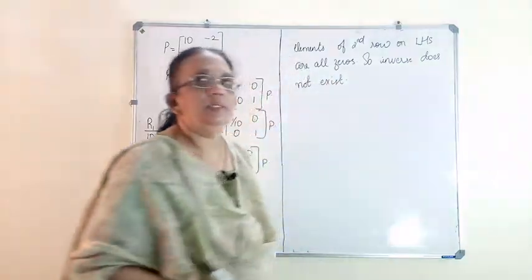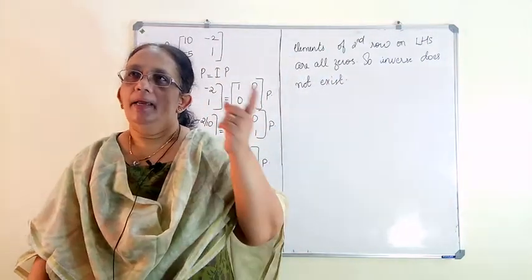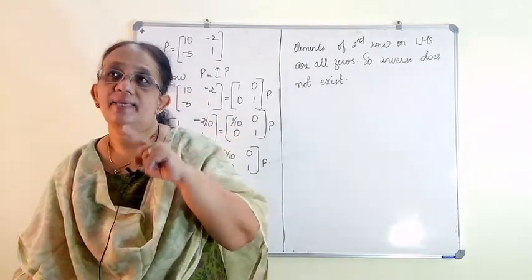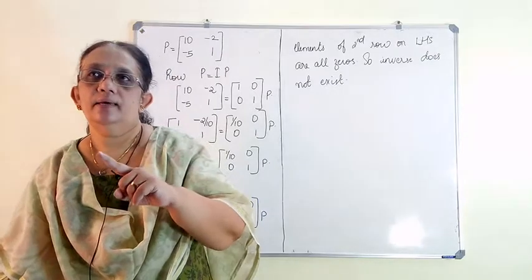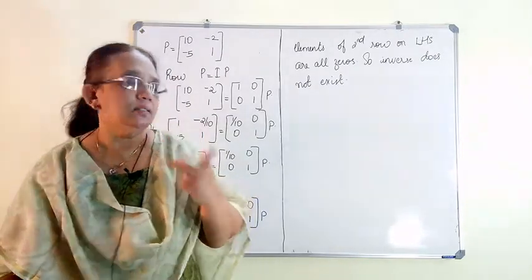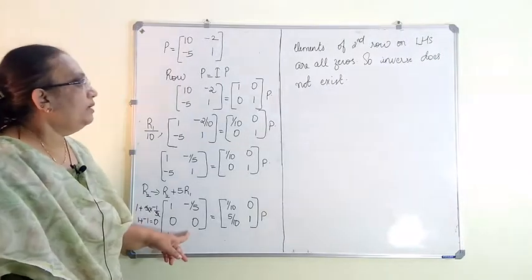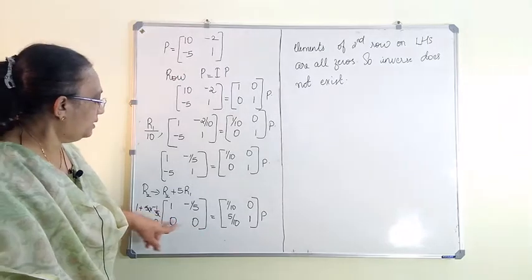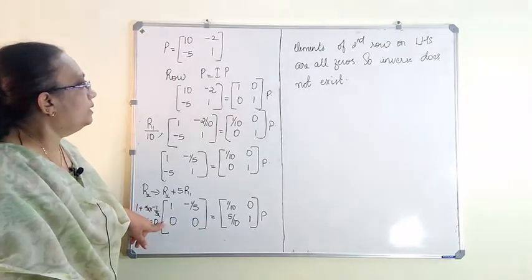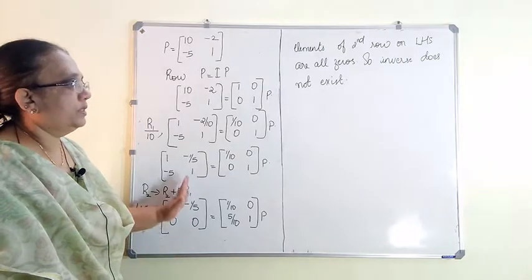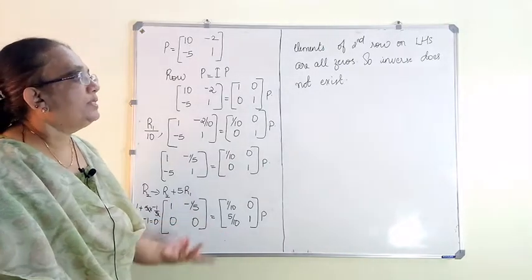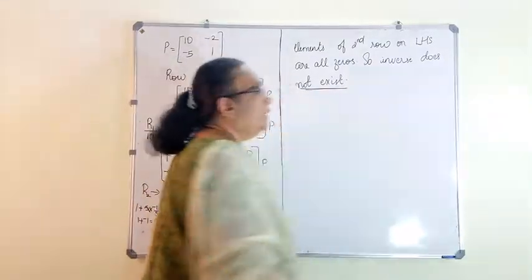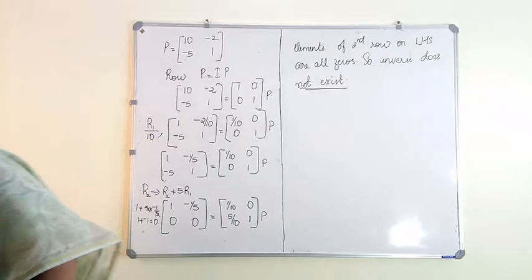So I hope you remember the theorem. The theorem states that if inverse exists, then inverse is unique. So there are cases where inverse will not exist, and this is an example of why inverse does not exist. On LHS, the second row elements are all equal to zero. The same way in rows, you can have all zeros. That means inverse does not exist. So for all matrices, inverse need not exist.